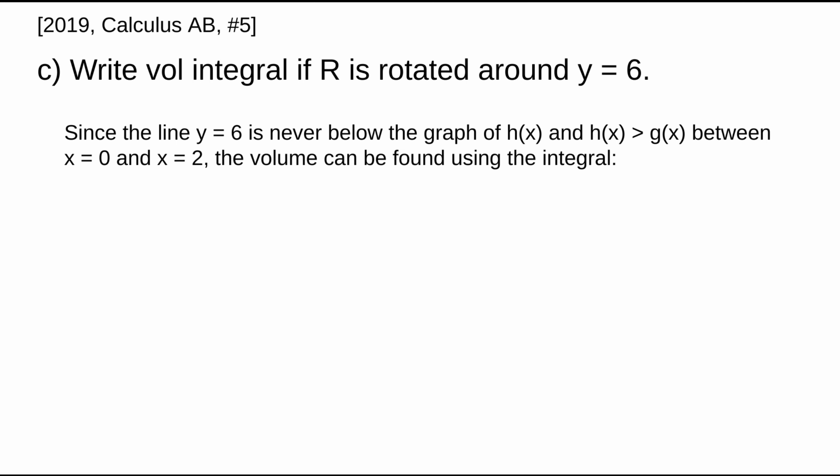So the volume integral that we need would be V equals pi times the integral from 0 to 2 of (6 minus g of x) squared, right? That's going to be our big radius, minus (6 minus h of x) squared, that's our small radius, dx. We do not have to evaluate this, thank goodness, it would not be pleasant to do. But that is the integral we would need in order to find that volume.